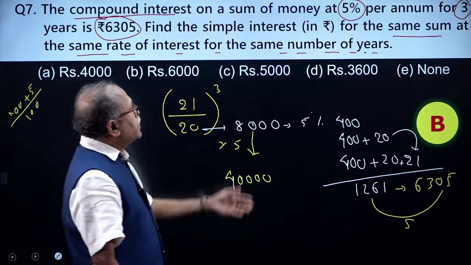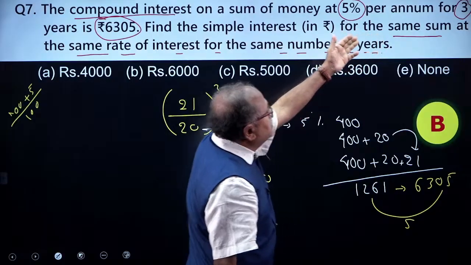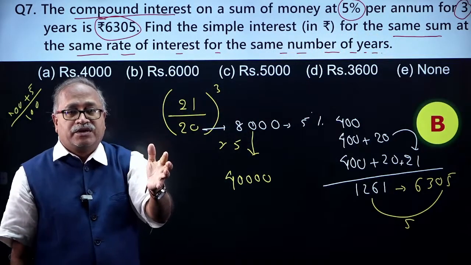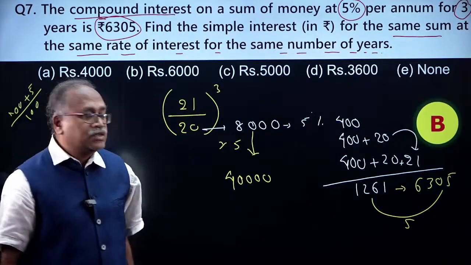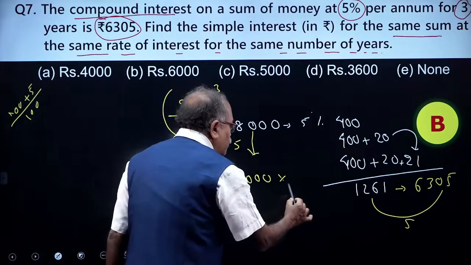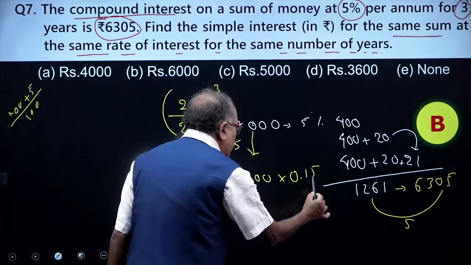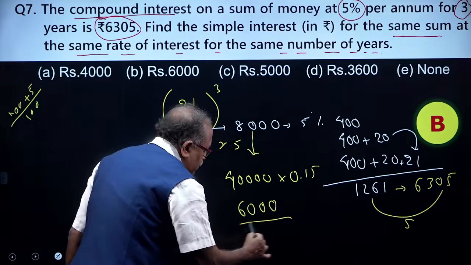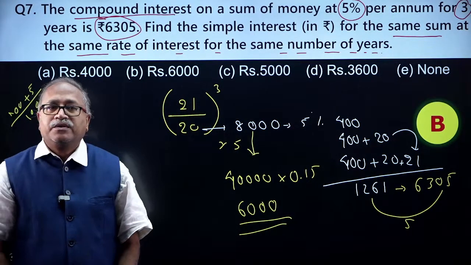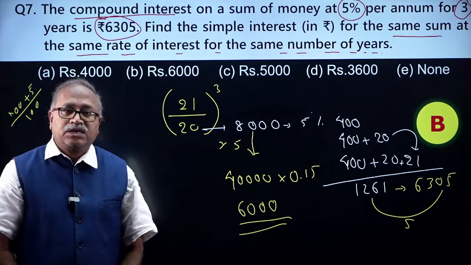And the next part is, on the same rate of interest for the same period, find out the simple interest. So, 5% for 3 years, 5 into 3, 15% I need to find out. So, 40,000 into 0.15, and 15 into 4 is 60. So, 6,000 is your answer. That's all. This is the easiest way.